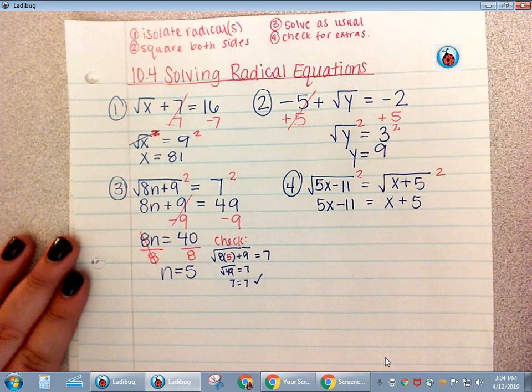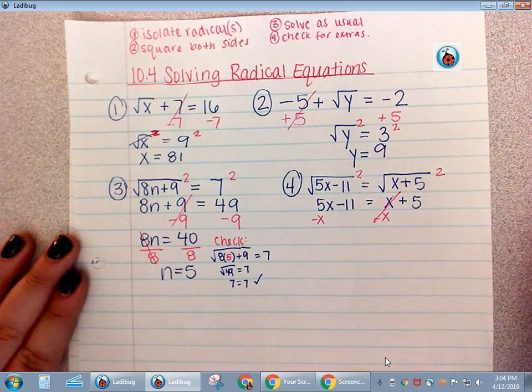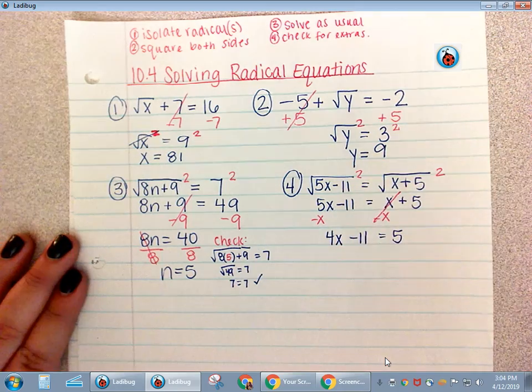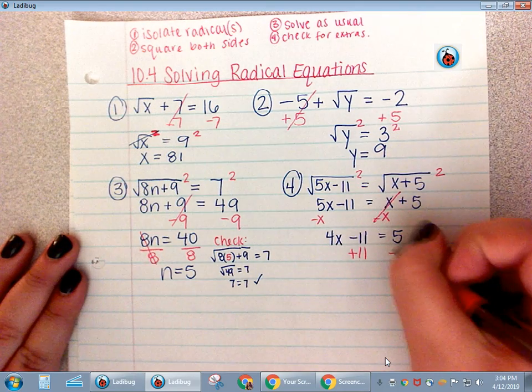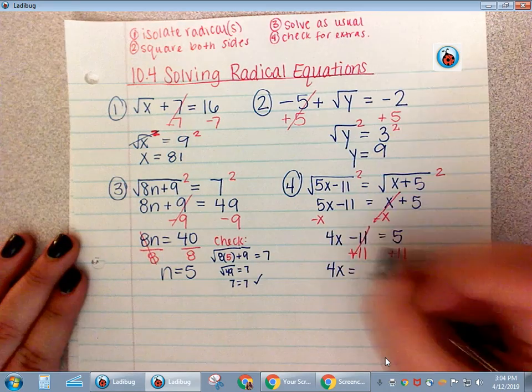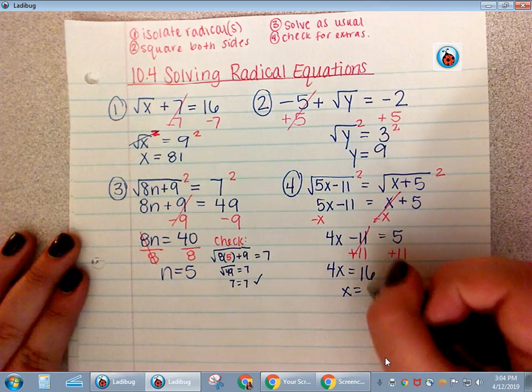So now we can solve like normal. Get all your variables to the same side. Let's move x's to the left. And then get all your numbers to the other side. Let's move 11 over. 4x equals 16. 4 times what is 16? It's 4.